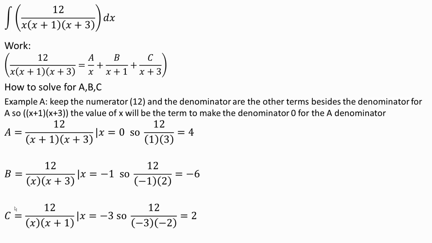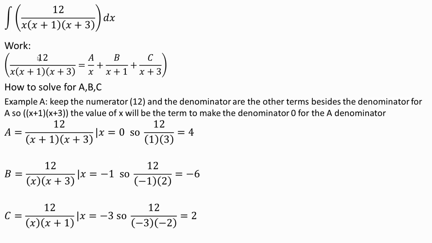Now the Heaviside method is going to be a bit different. We keep the numerator 12, and the denominator is the other terms besides the denominator for A. So A has an x. Instead, I will put x plus 1 and x plus 3. Now, the value of x that I will put is x equals 0, the value that makes the denominator 0. Now, for B, it's the same idea.